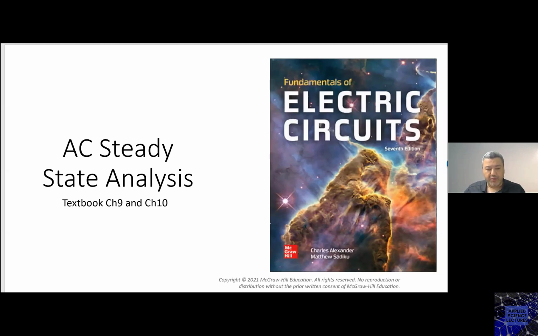Okay, so today we will be looking at AC steady state analysis. What does AC steady state analysis mean here? It's an alternating current signal.